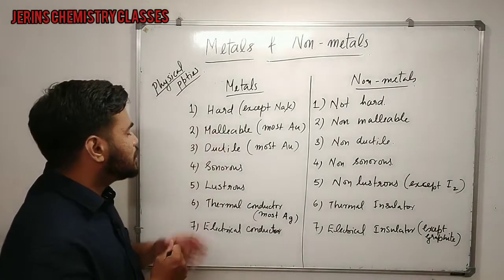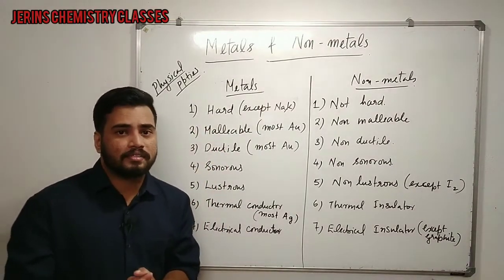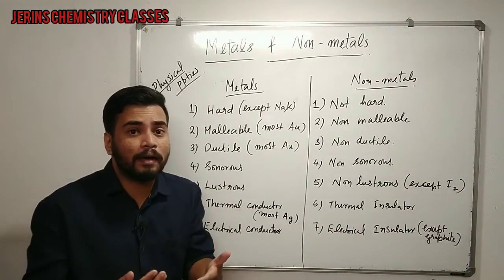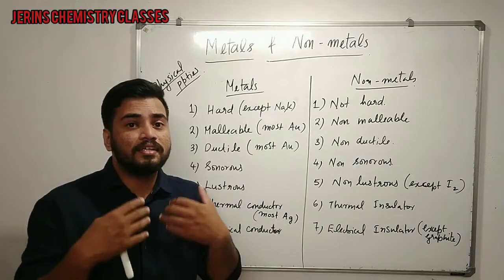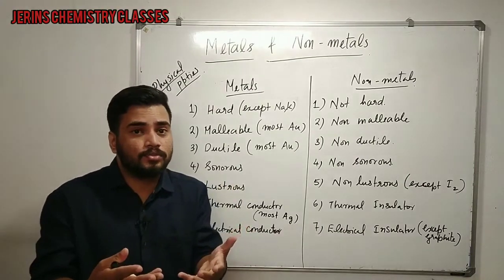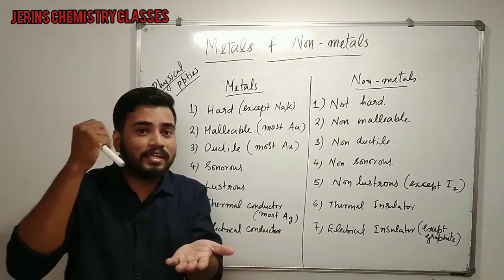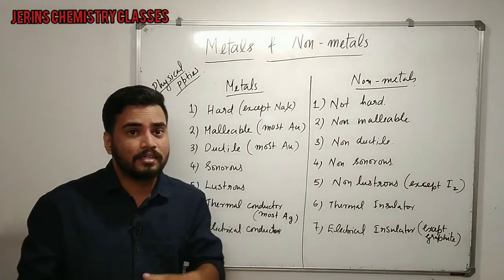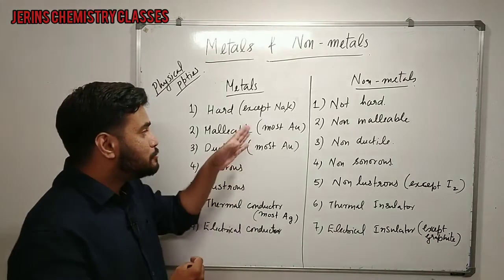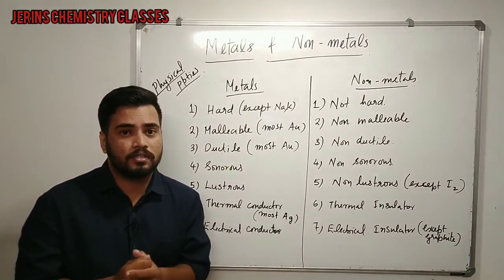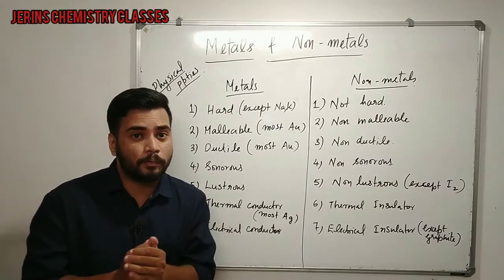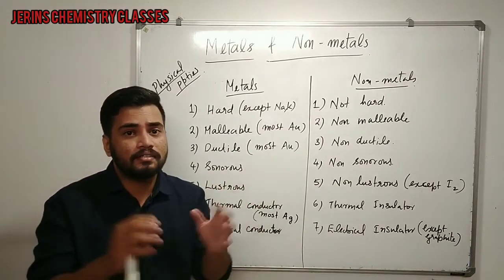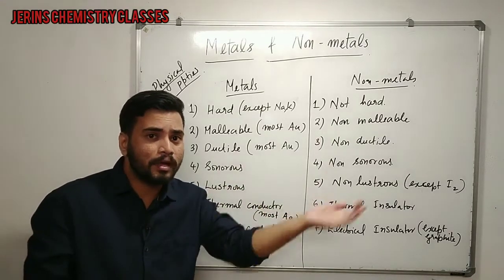Then the second thing you can say: metals are malleable in nature, or metals have the property of malleability. Malleability means we can transform metals into thin sheets. We can heat the metal and it can be made into thin sheets. The most malleable metal is considered to be gold. Non-metals are non-malleable. We can't make them into a thin sheet.